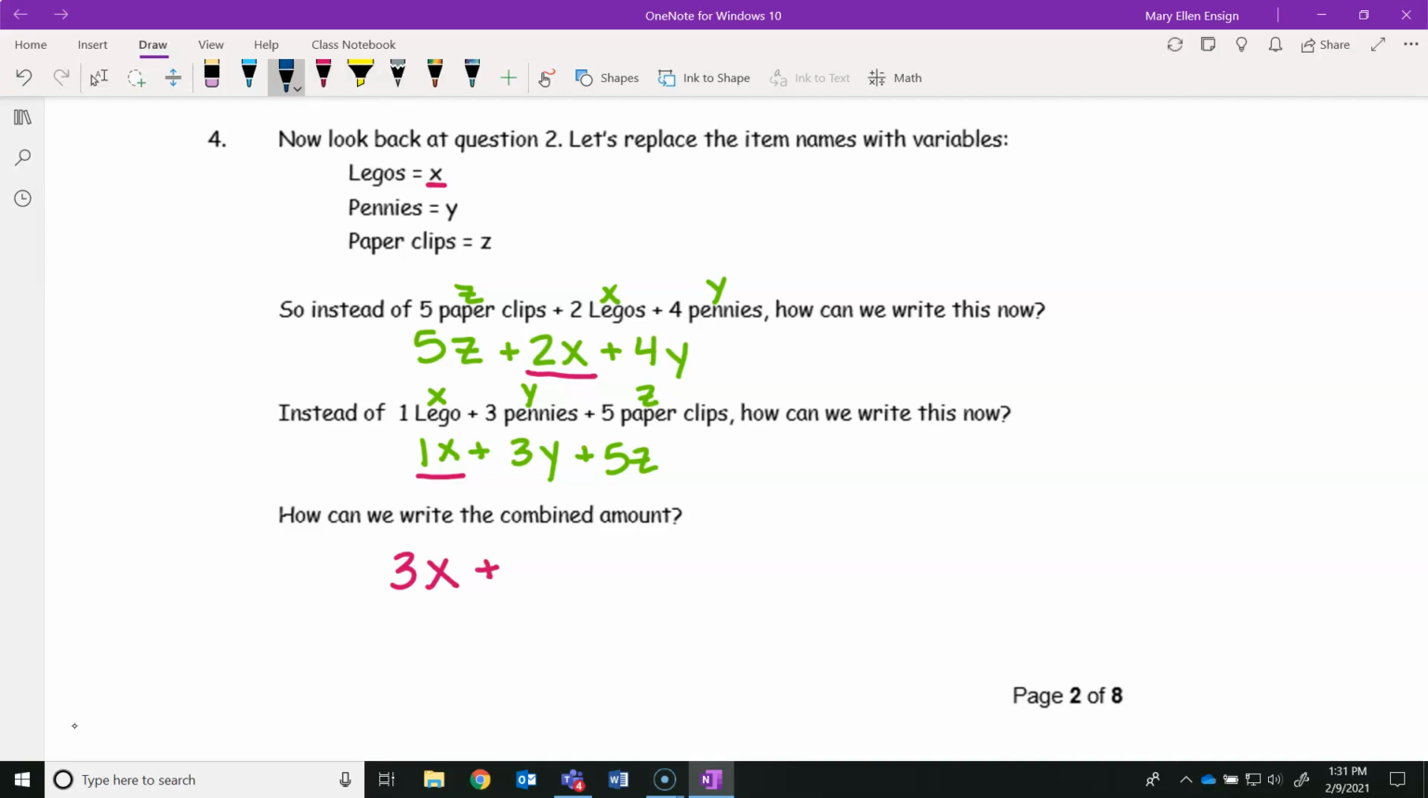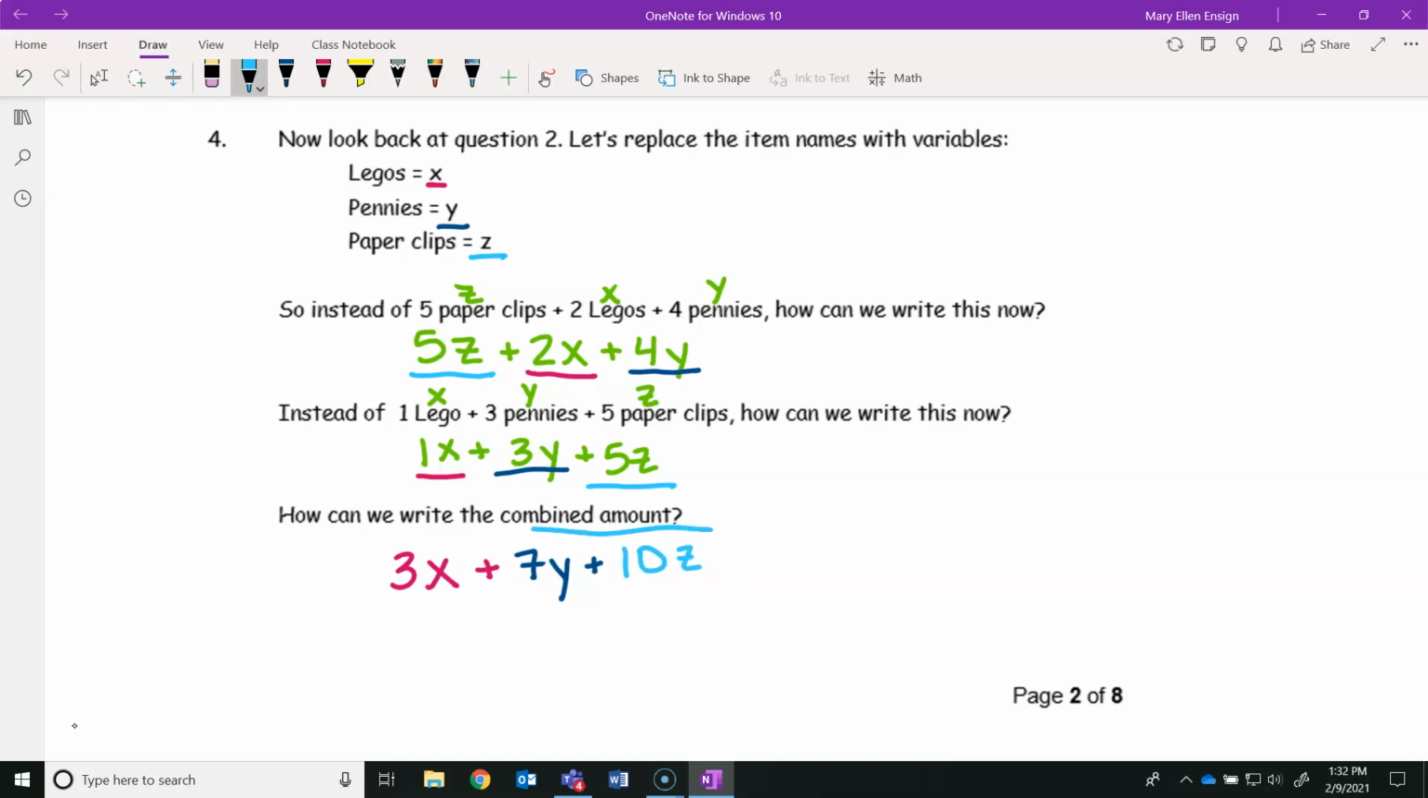Then I'm going to look at pennies. Pennies is Y. And it doesn't matter, even though Z was first here, it doesn't matter what order I start looking at them in to combine them. I can start with any of those variables. Here's a Y and here's a Y. Positive 4Y plus 3Y is going to be 7Y. And finally, Z's. I have 5 Z's and 5 more Z's. 5 plus 5 is going to be 10Z.